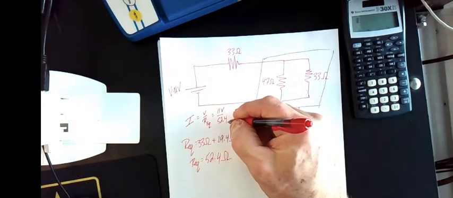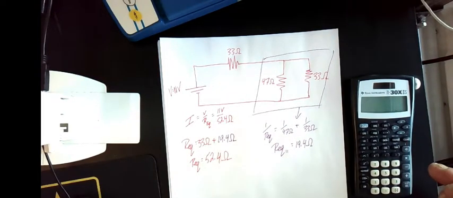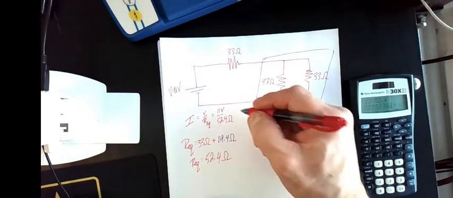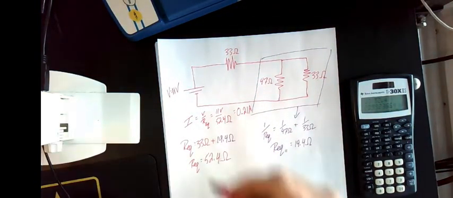So 11 over 52.4 ohms, I do believe, is 0.21. We just called it 0.2, and there's where we went wrong. 11 over 52.4 is 0.2099, so 0.21 amps. Now that's the current through the circuit.